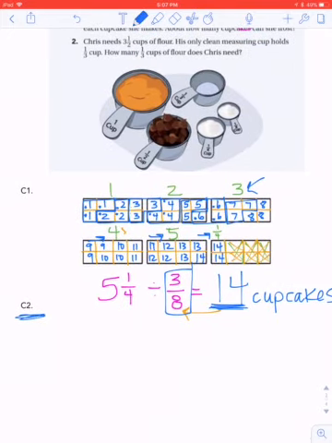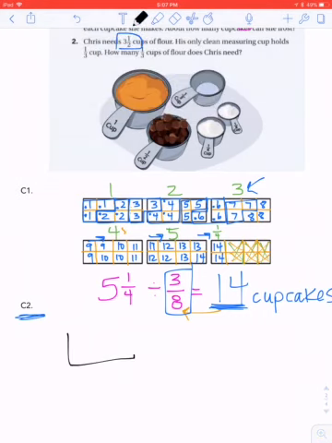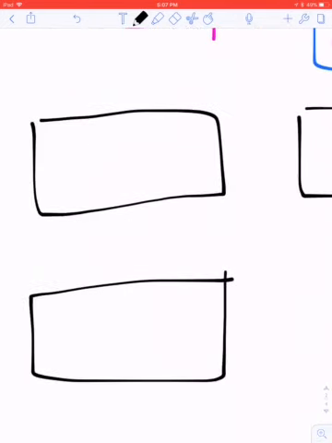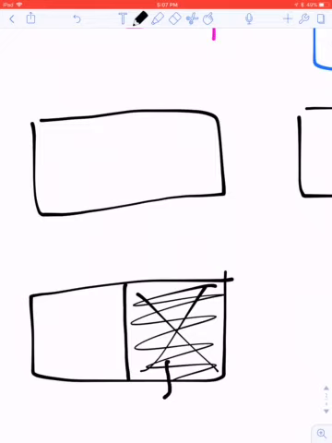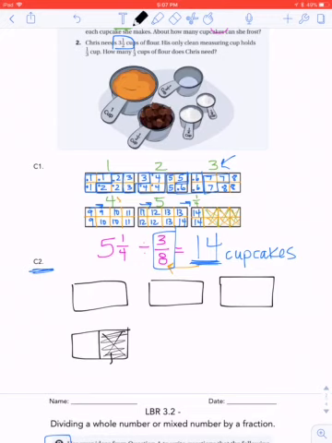For C2, Chris needs 3.5 cups of flour. So just like I did in the previous problem, I want to draw out my 3 whole cups. And he has a half of the next cup. So of this cup, we really only have half. This is Casper. We don't have that, Casper the ghost. His only clean measuring cup holds 1/3 cup. So the only clean cup here is right there. It holds 1/3 of a cup.